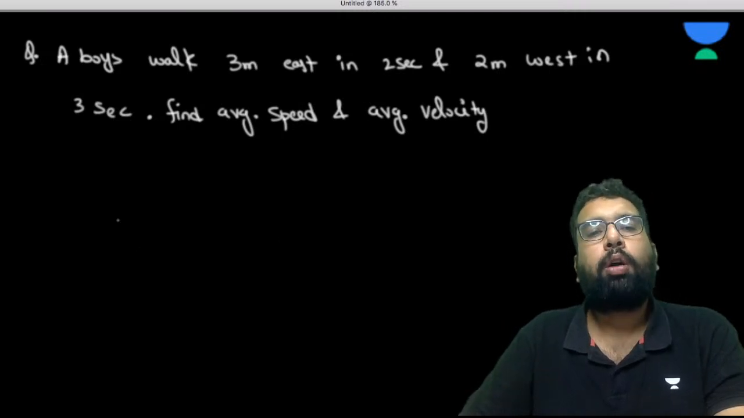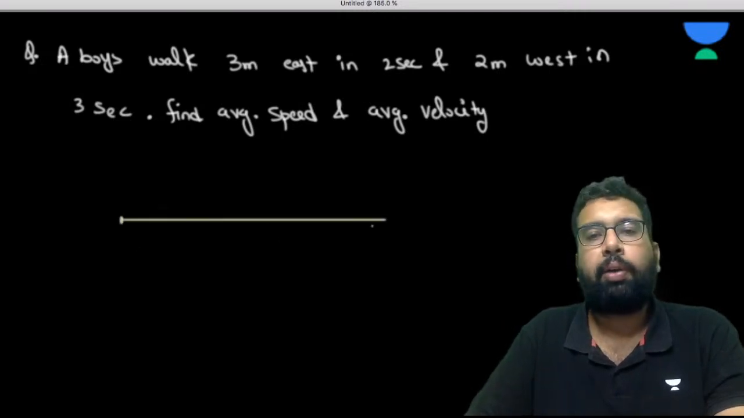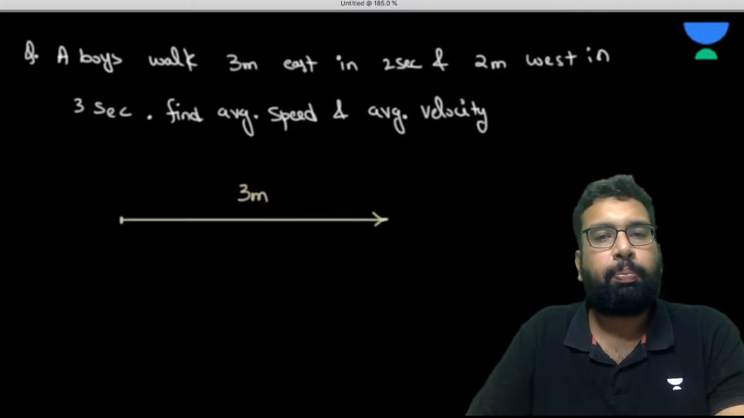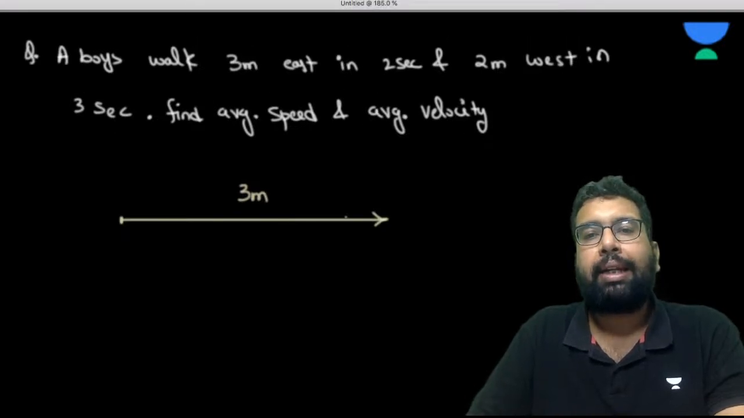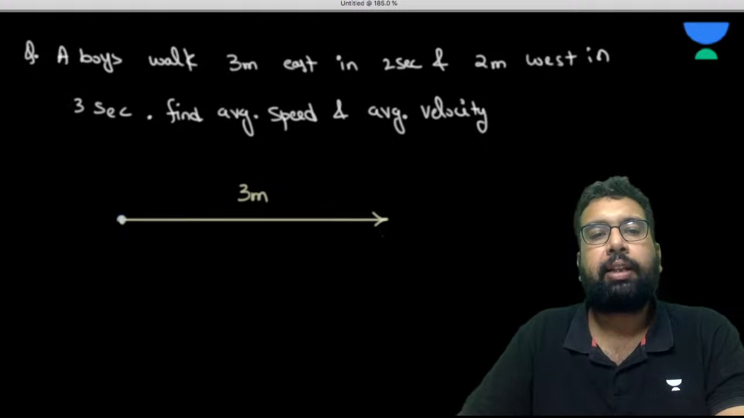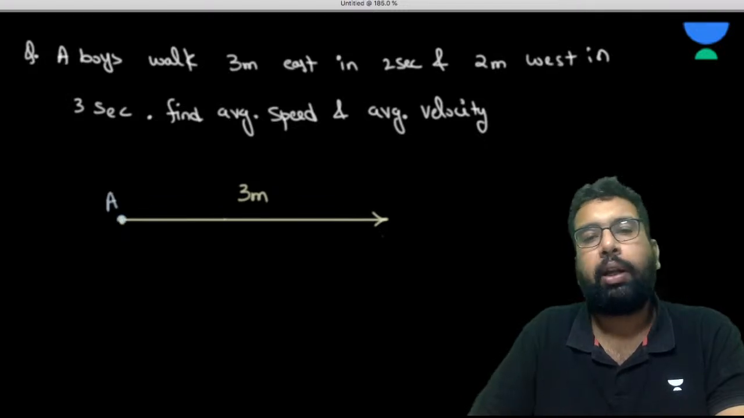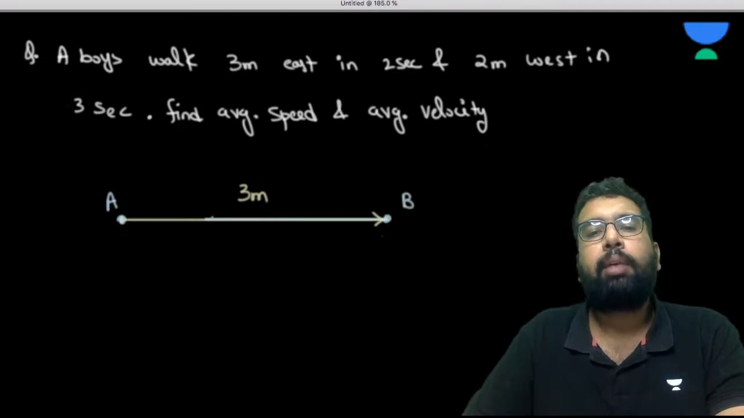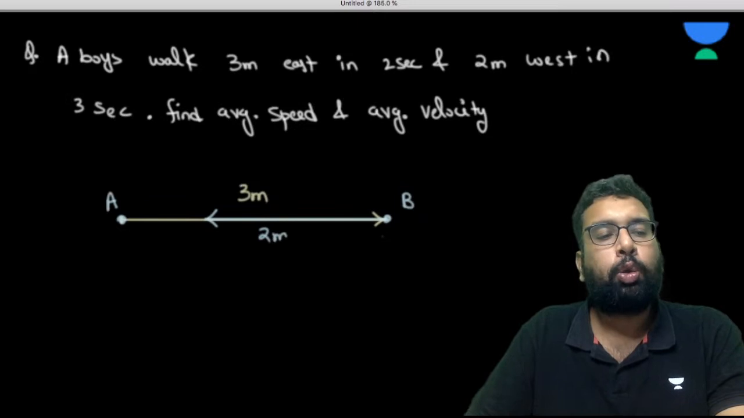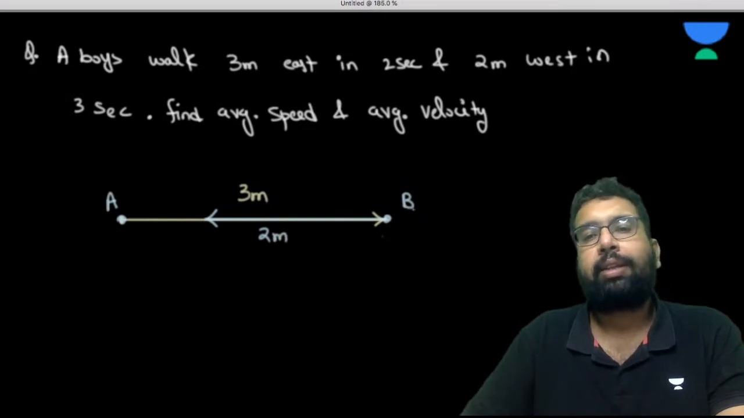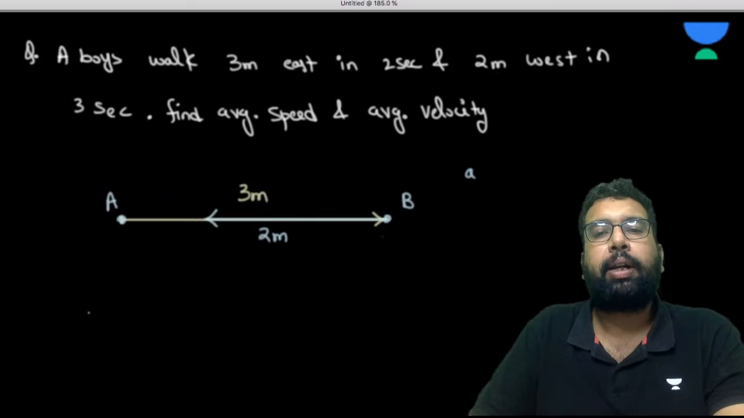A boy walks. Let's suppose the boy starts walking from here, and he walked 3 meter in the east direction. So we know this is the east direction, right? So the boy walks 3 meter in east direction, and then he walked 2 meter in the west direction. Firstly, let's suppose this is A. He started from point A. Now he reaches this point B, and from point B, he started moving backwards 2 meter in the west direction. So what is going to be the average speed here?